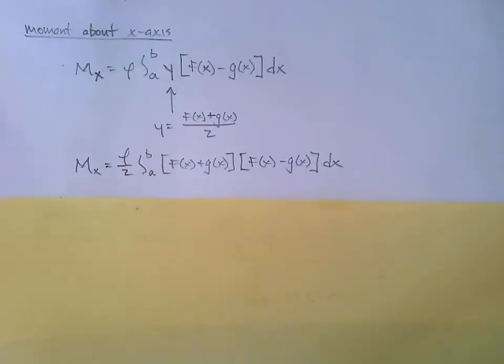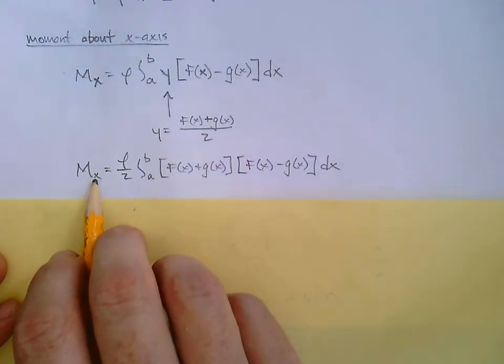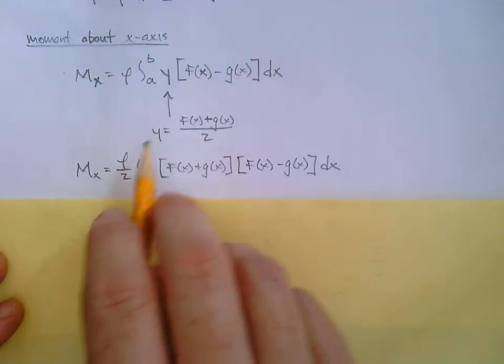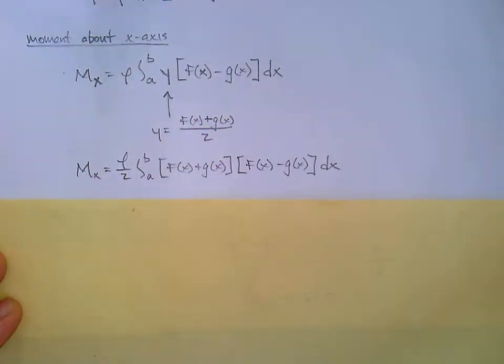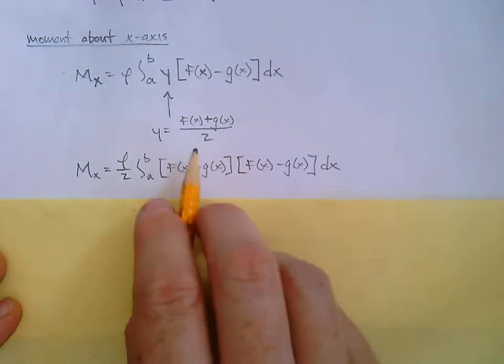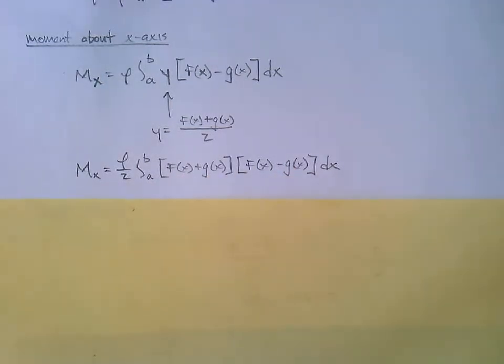So here's our formula when we're all said and done for Mx. The moment about the x-axis equals, it's over 2, so we're going to pull that outside. Think of it as rho over 2, integral from a to b, and then we've got f of x plus g of x times f of x minus g of x dx.